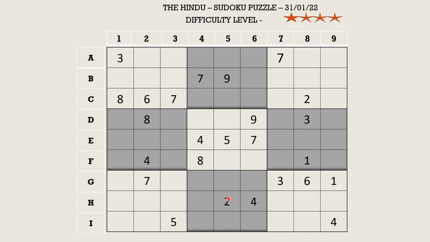There is 2 and 4 blocking these 3 cells in G row. So G1 and G3 will take 2, 4 pair.